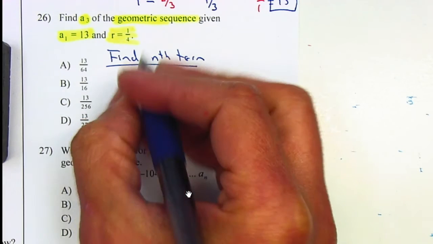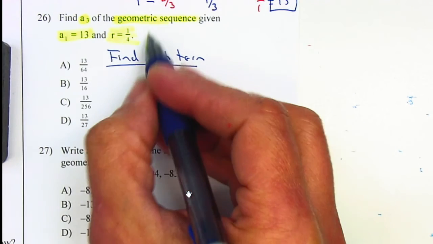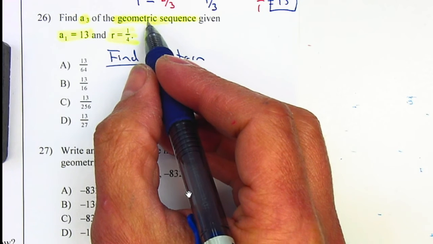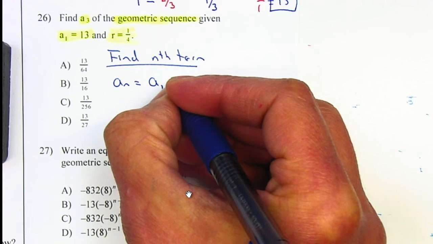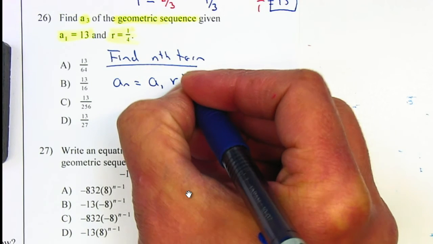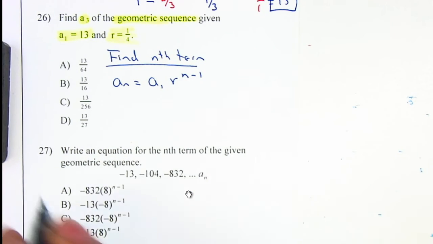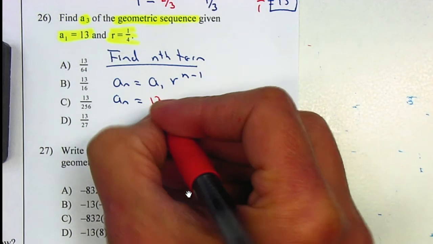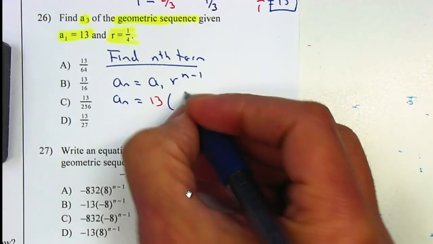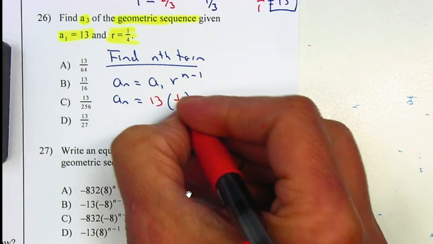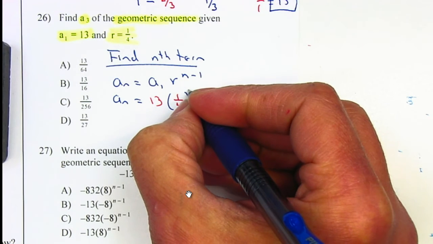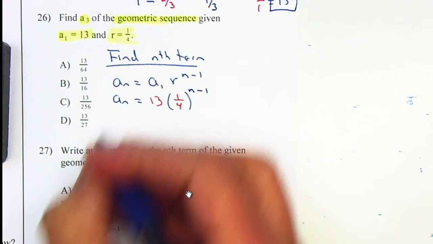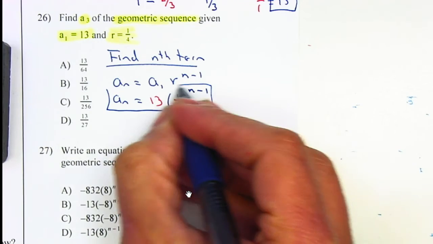Let's see. Do you remember the equation, the nth term for the geometric sequence? A sub n is equal to a sub 1 times r to the n minus 1. I'm now plugging in the information that they give me. A sub n is equal to a sub 1, which is 13. R is the ratio, so it'll be 1/4, and the exponent is n minus 1. So this is my equation.